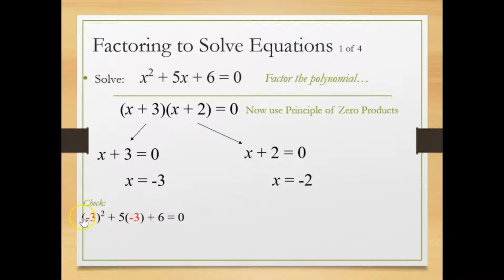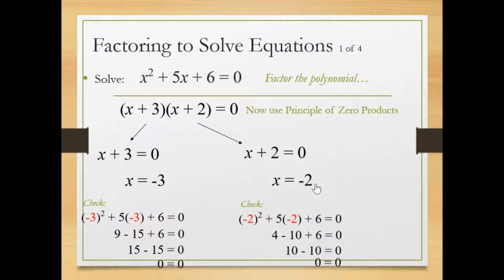Replacing x with -3 and simplifying by squaring first gives us 9, multiplying gives -15, adding 9 minus 15 plus 6 for our final simplification gives us a true statement verifying that x equal -3 is a solution. Same thing for checking the solution of -2. We replace x with -2 following the order of operations, and we see that we have a true statement. So our solutions to this quadratic equation through factoring are the values -3 and -2.